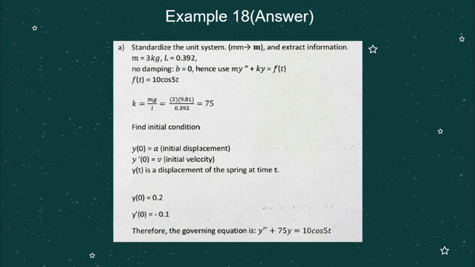Firstly, we need to standardize the unit system from millimeter to meter and extract information from the question. We got m equal to 3 kg, L equal to 0.392. From the words no damping, we use my double prime plus ky equal to f(t), while f(t) is equal to 10 cos 5t. Then we find k by using the equation mg over L and get 75. Then we find the initial condition. Therefore, the governing equation is y double prime plus 75y equal to 10 cos 5t.